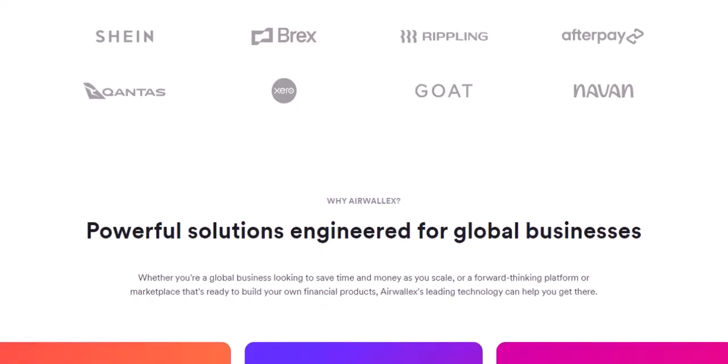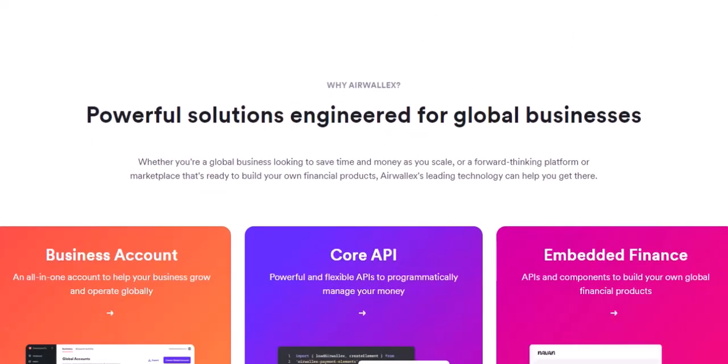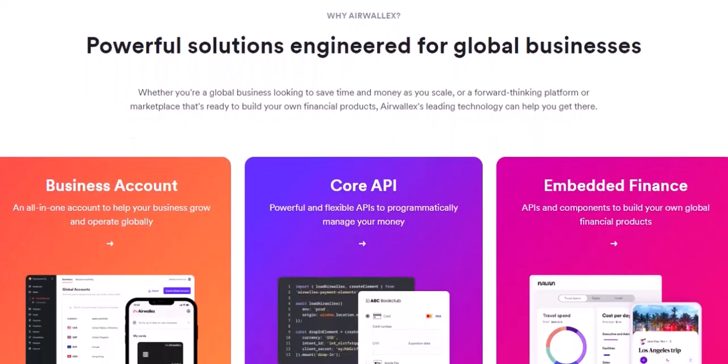Absolutely. The beauty of Airwallex is that you can customize these limits to fit your needs. Think of it like adjusting the spending limit on your regular credit card. You can increase the limit if you're expecting a large purchase, or decrease it for tighter control over your finances.